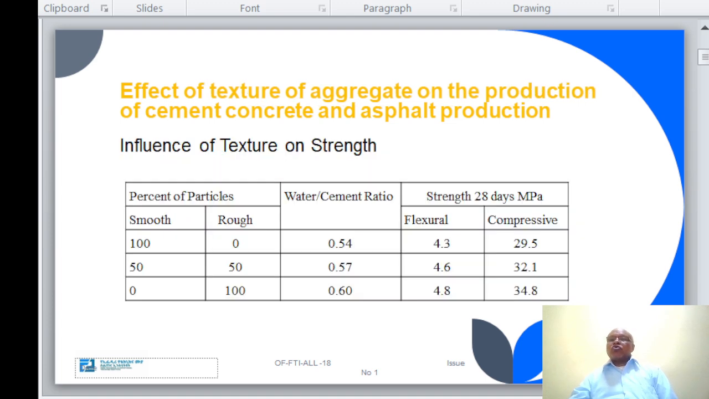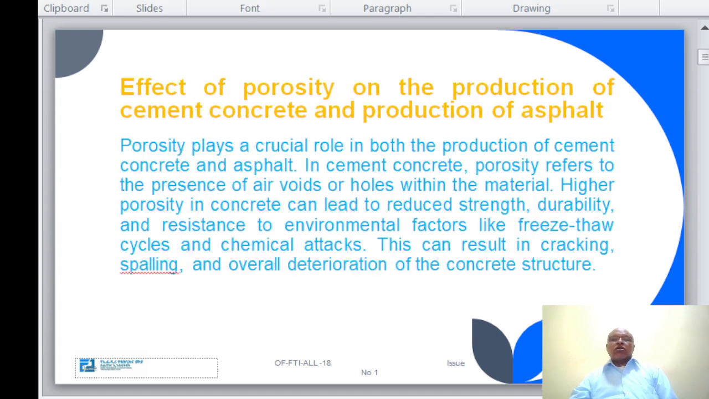Effect of porosity of aggregate on cement, concrete, and asphalt production. Porosity plays a significant role in both the production and performance of cement, concrete, and asphalt materials. In the case of cement concrete, porosity refers to the presence of void space within the concrete mix.